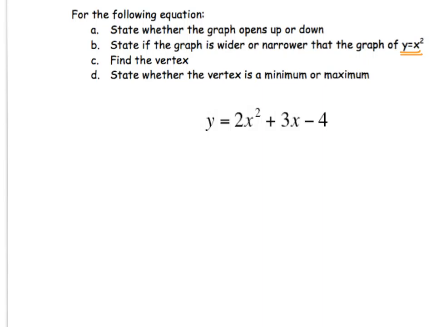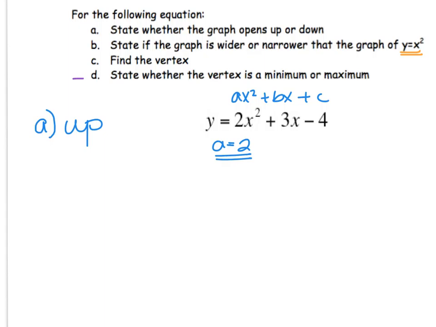So I'm going to start with number A. A is determine whether it opens up or down. So in order to decide how a graph opens, we need to look at our A value. So it's in standard form of ax squared plus bx plus c. And I can see that A is 2. Because it's a positive 2, I can tell you that my graph opens up.